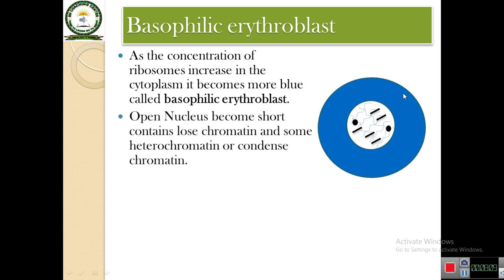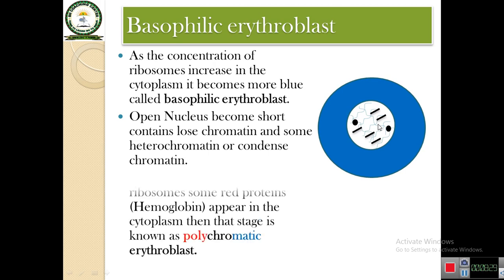The open nucleus becomes short. It means the nucleus starts to shorten, and the chromatin also condenses. The nucleus becomes short, containing loose chromatin and some heterochromatin. It means some heterochromatin, or condensed chromatin, is formed.